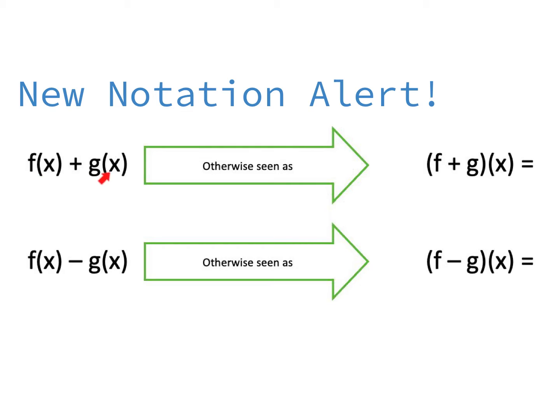f of x plus g of x can also be written like this over here, where it's (f plus g) of x. They mean the same thing. All you have to do is add them. Similarly, f of x minus g of x is written in this format, (f minus g) of x. And it's telling you to subtract your two functions, but pay particular attention to the order.